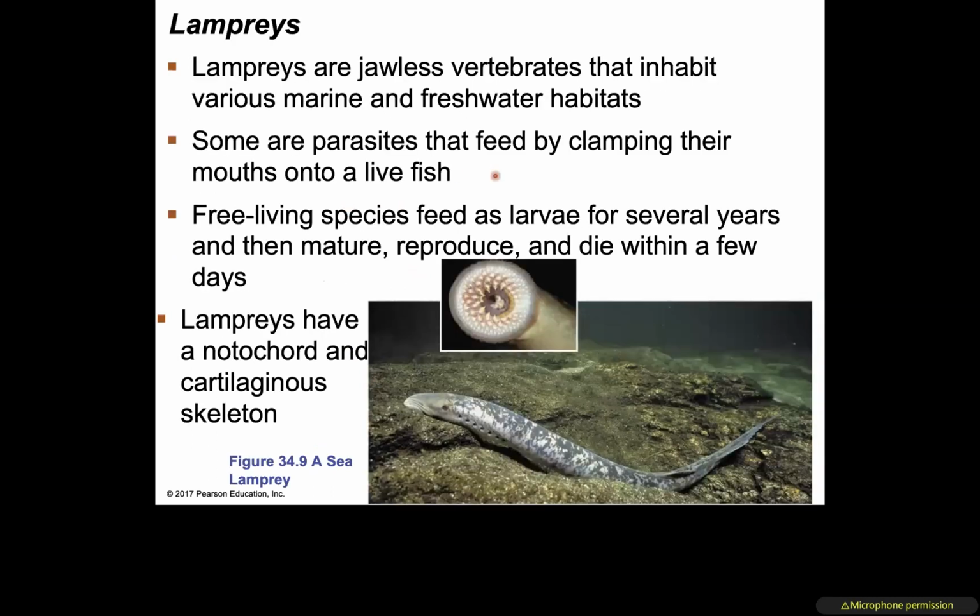Your lampreys are going to be jawless vertebrates, marine and freshwater though. Some of them are parasites, and they will clamp their mouths onto live fish. They're free living. They feed as larvae for several years and then they mature and reproduce and die within a few days. And so your lampreys have a notochord and a cartilaginous skeleton. So you can see here his lovely mouth that clamps down onto live fish.